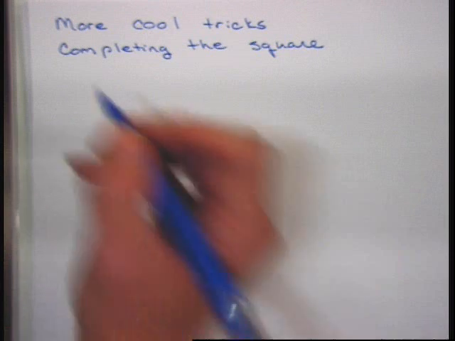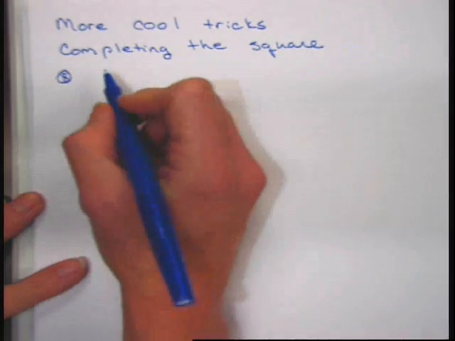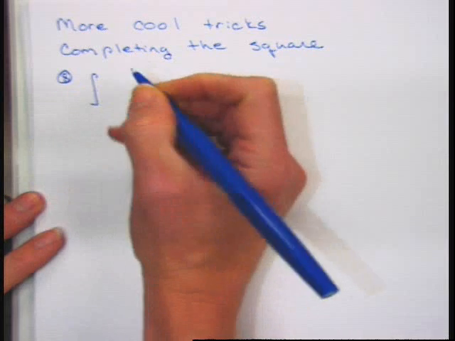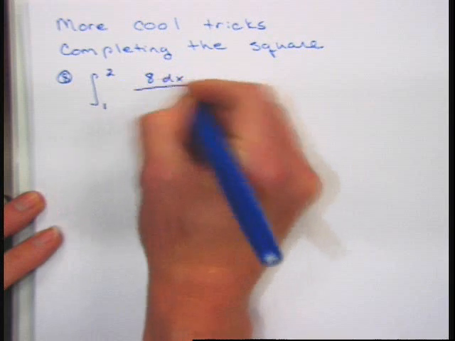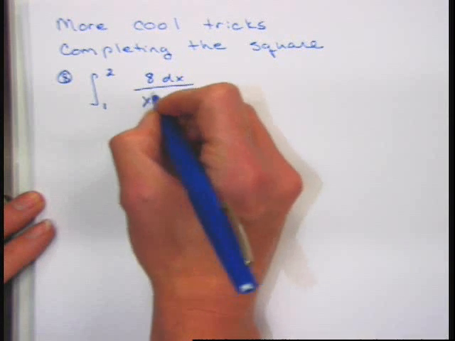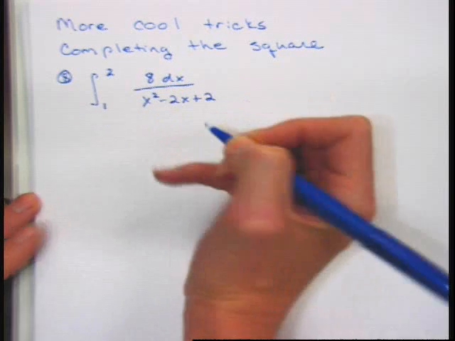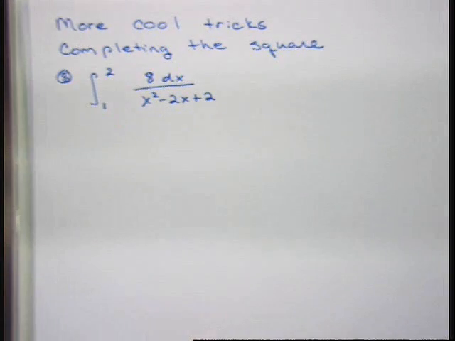So let's look at an example. Say we want to solve this problem, the antiderivative from 1 to 2 of 8 dx over x squared minus 2x plus 2. Now, don't just type this bad boy into your calculator. That wouldn't be fun. Okay? I mean, that would kind of take away all the fun on it. And you could look at that denominator for a second and think, does it factor? But there's nothing that's going to multiply to get 2 and then add to get negative 2. That's just not going to work anyway.